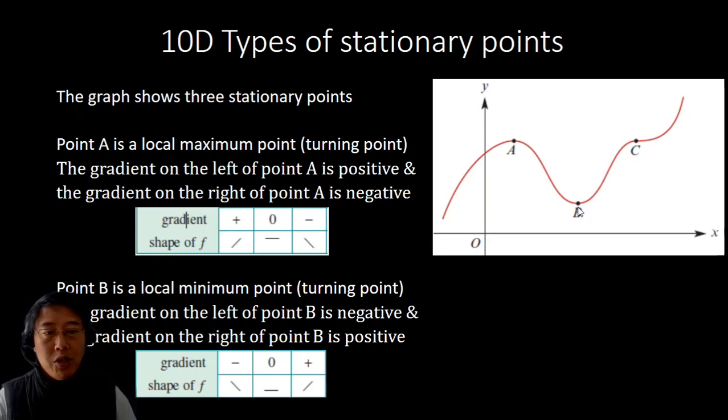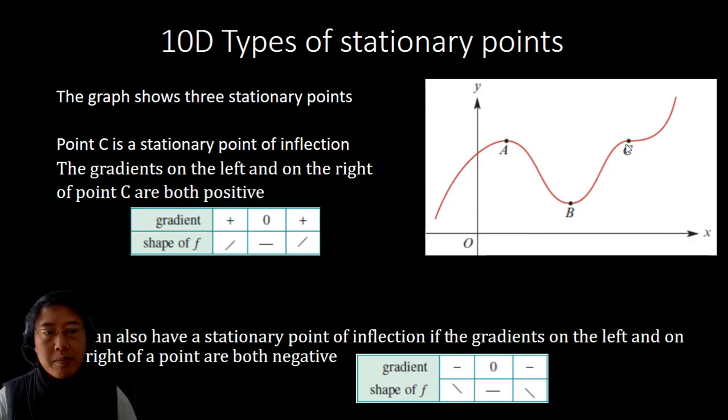With point B, which is the opposite, it's a local minimum point. You get a pattern that is also summarized here: it needs to be negative first, then a turning point, and then positive. That's the shape of it, so downwards on the left and then upwards.